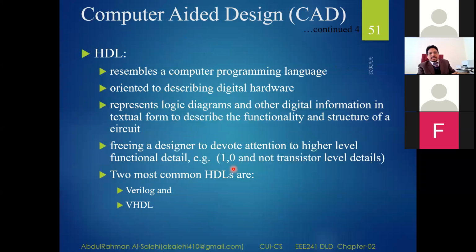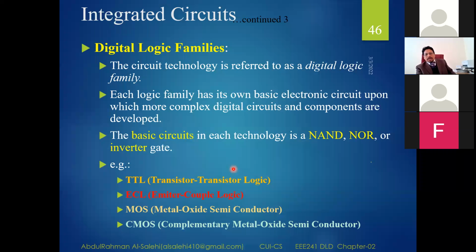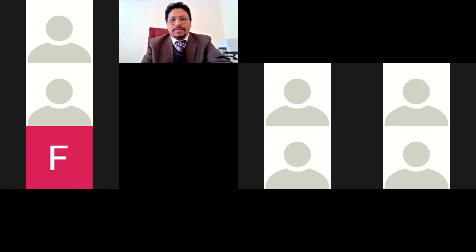Okay, and let me take the attendance, please. Next time we'll go for the third chapter, and we'll give this one like 2 or 3 minutes for the rest. Okay, so please, can we take the attendance?